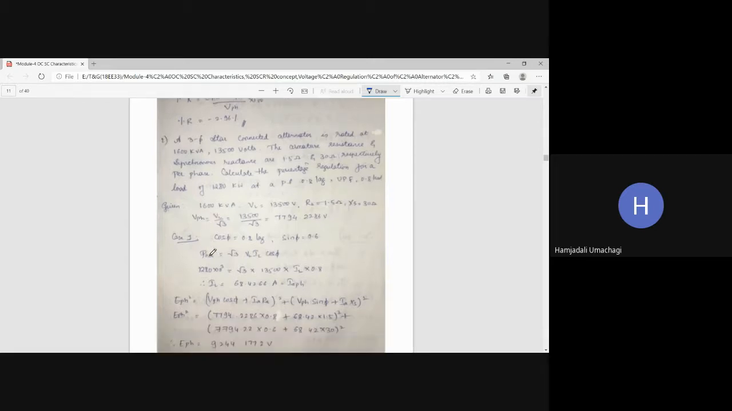Now we'll calculate the regulation for the connected load whose power factor for case 1 is 0.8 lag. Second case is cos phi equal to 1, that is resistive load. Then third case is cos phi equal to 0.8 lead. This is capacitive, this is resistive, and this is inductive. Okay, so case number 1 we'll discuss now. Case number 1 is cos phi equal to 0.8 lag. Lag means it is inductive. So if cos phi is equal to 0.8, then sin phi will be equal to 0.6.